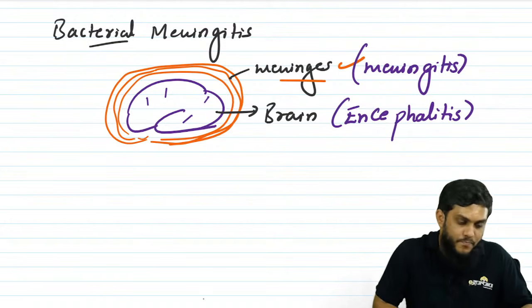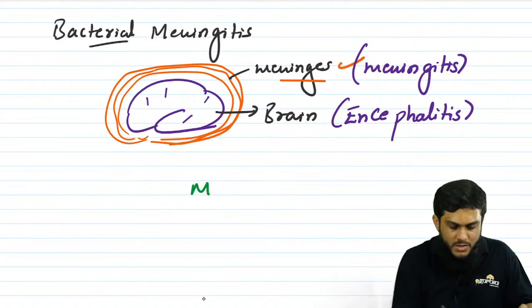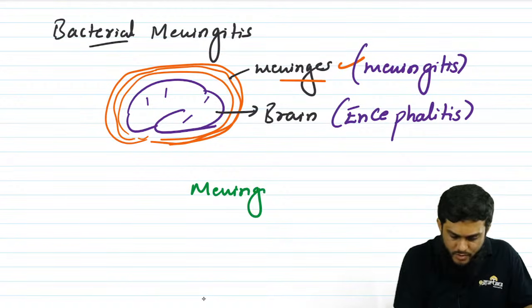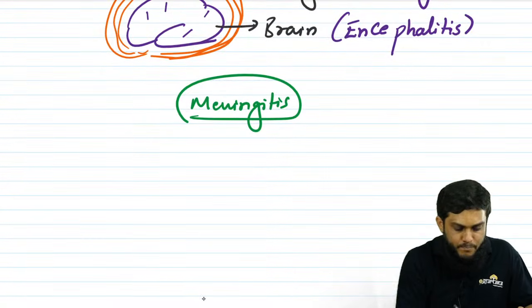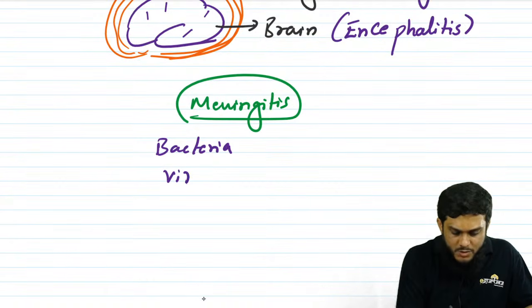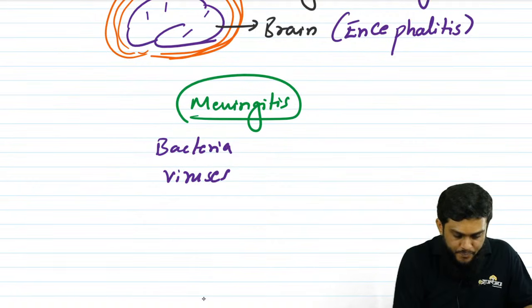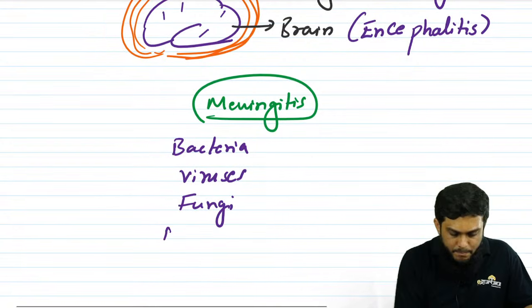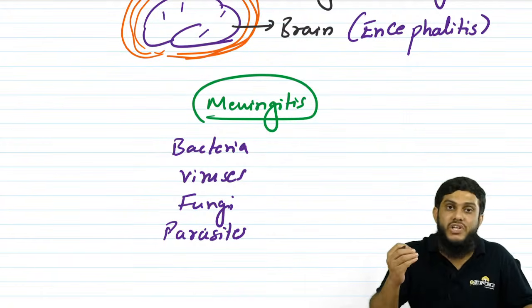Now, the second thing. Meningitis can be caused by bacteria, that is bacterial meningitis. It can be caused by viruses, that is viral meningitis. It can be caused by fungi, that is fungal meningitis, and by parasites, that is parasitic meningitis. So all 4 types of organisms can cause meningitis.